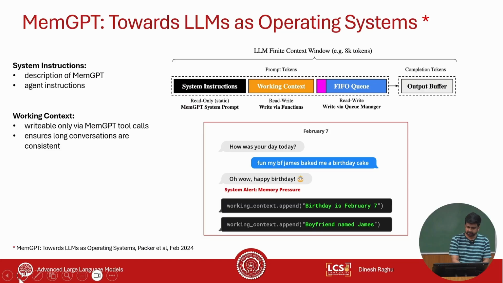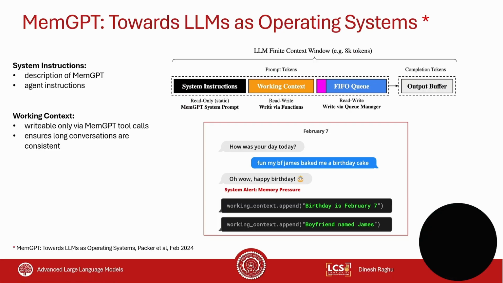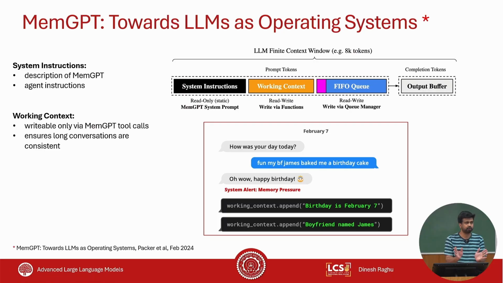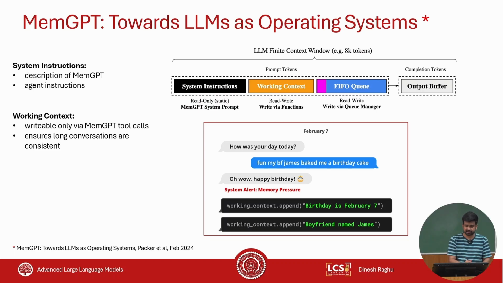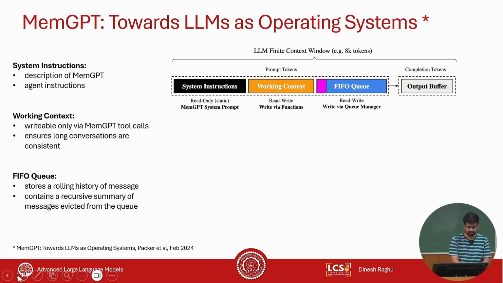message history, right? So this is where the working context stores some important information about the ongoing conversation or anything else that is used as a scratch pad by the MemGPT OS.